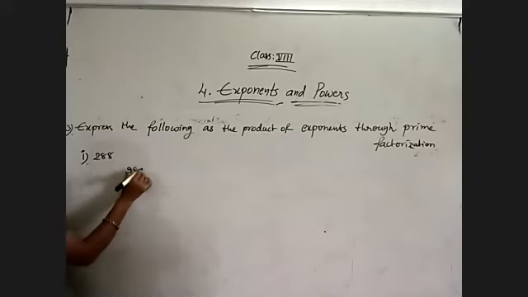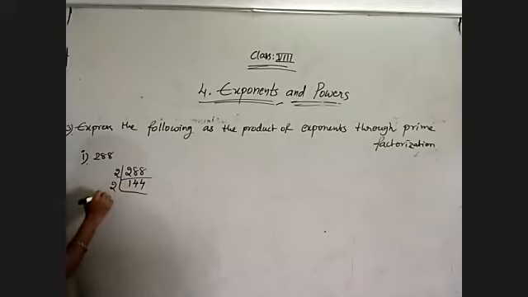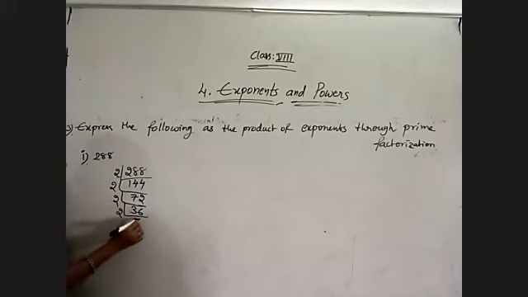So 288, divide. Because 8 is there, we can go with the 2 table. 2 1s are 2, 2 4s are 8, 2 4s are 8. Again I got 4, so again I will go with the 2 table. 2 7s are 14, 2 2s are 4. Because 2 is there, again I can take the 2 table. 2 3s are 6, 2 6s are 12. Again I got 6, so it is divisible by 2. 2 8s are 16, 2 18s are 36. Next 2 9s are 18. Now I can't take the 2 table. So 3 3s are 9. That's all. 3 1s are 3.